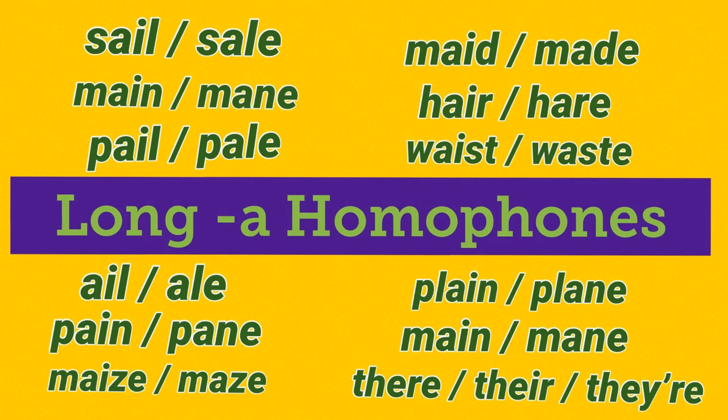All right, we are going to talk about some long A homophones. And if you don't know, homophones are words that sound the same, like waste and waste, but they're spelled differently and they have different meanings as well.